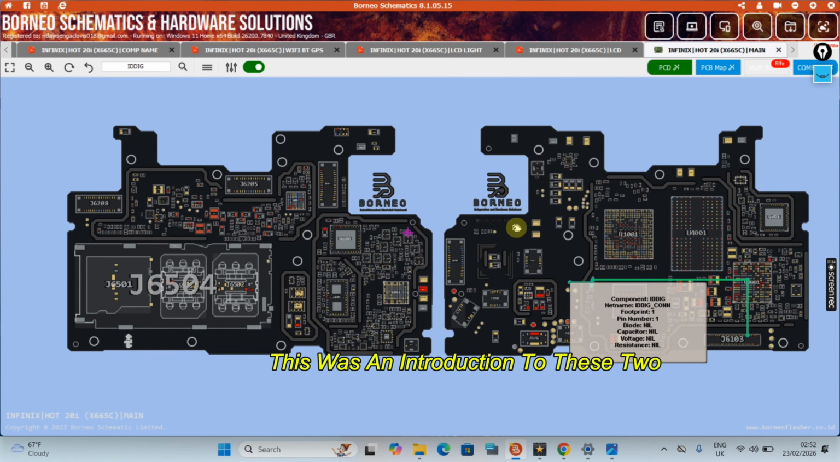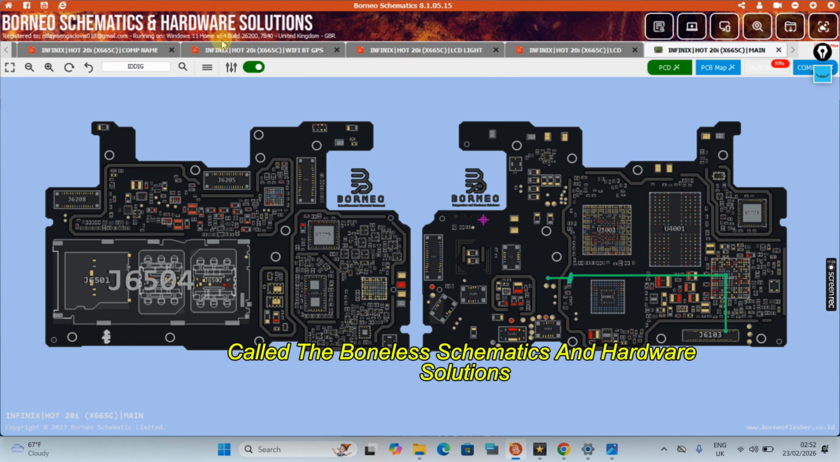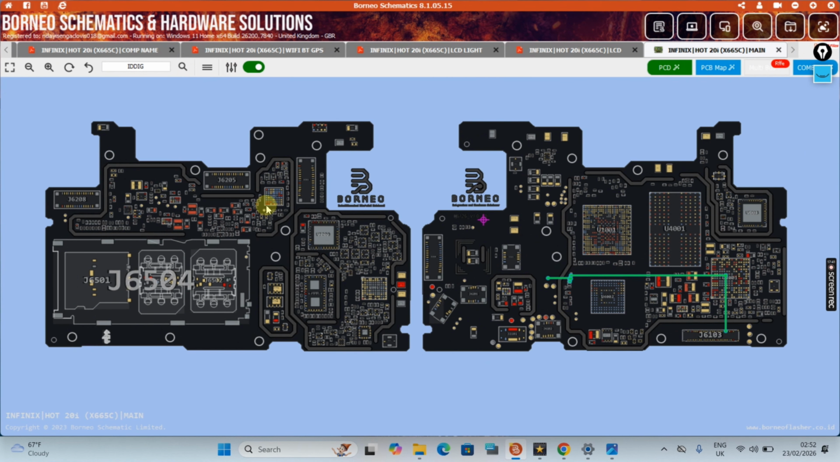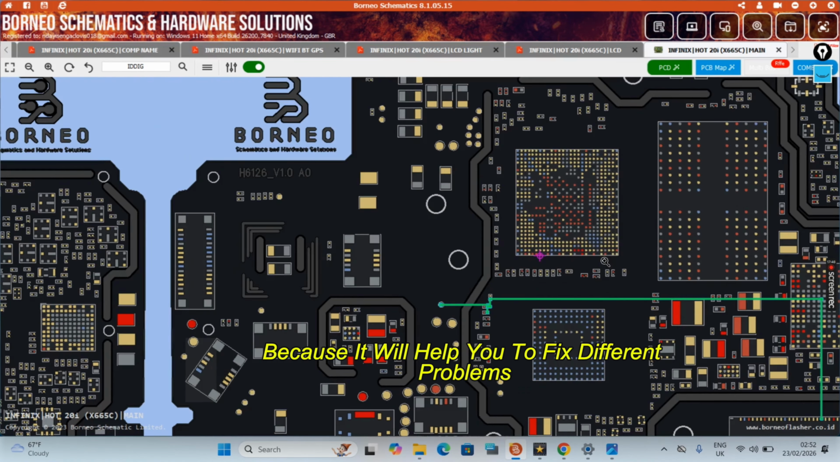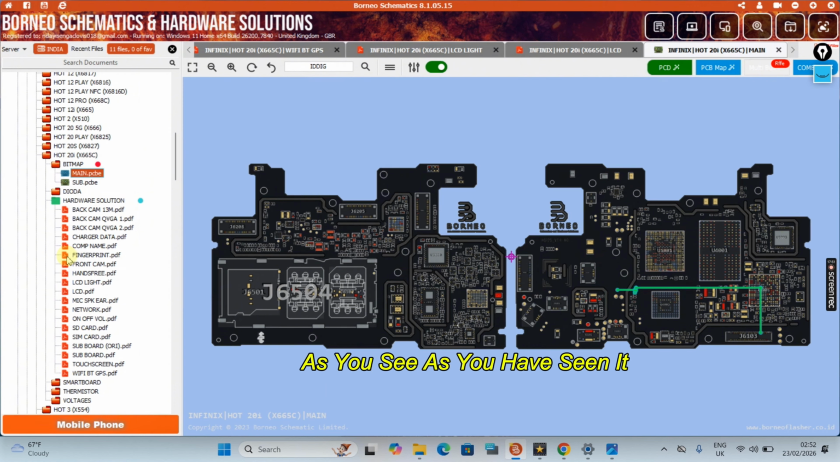This was an introduction to this tool, called the Borneo Schematics and Hardware Solutions. I recommend you to buy this tool because it will help you to fix different problems. As you have seen, it has many solutions.